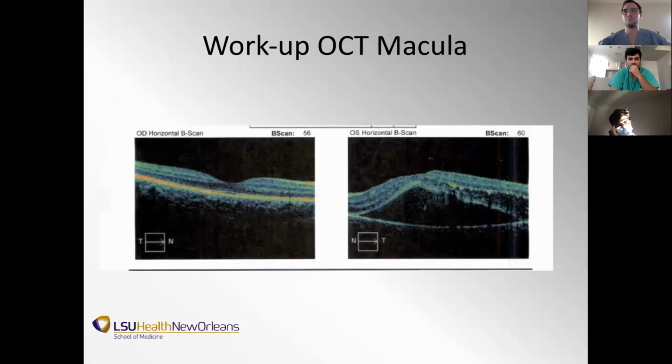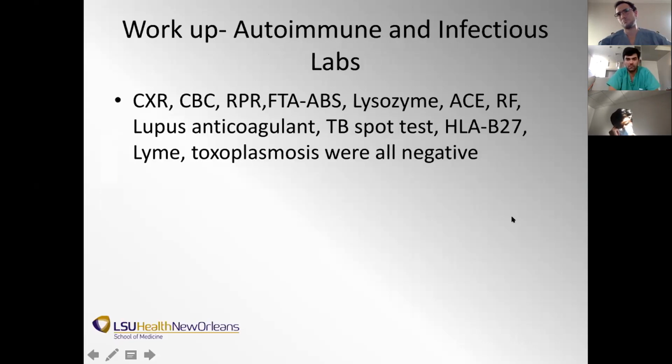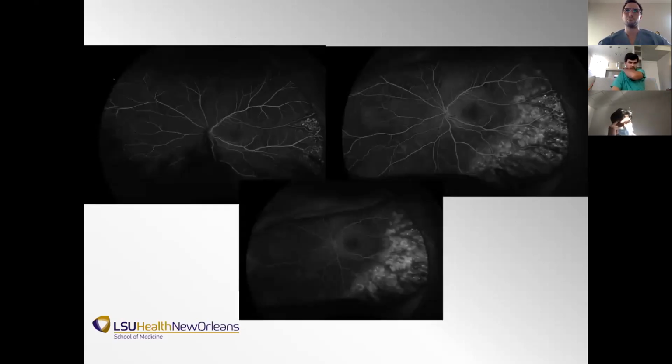So as part of her workup, when she came to the clinic later that week, we got an OCT. Right eye was completely normal. As you can see, in the left eye, she has an exudative retinal detachment. We also did a complete autoimmune and infectious workup, particularly because of her positive TB test in the past, but chest x-ray, CBC, syphilis, sarcoid, TB spot test, and toxoplasmosis were all negative. So then we got an FA as well.